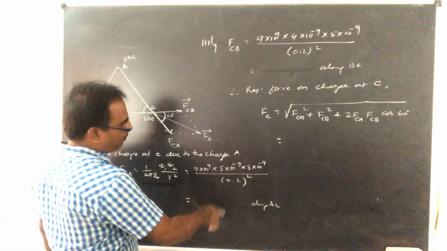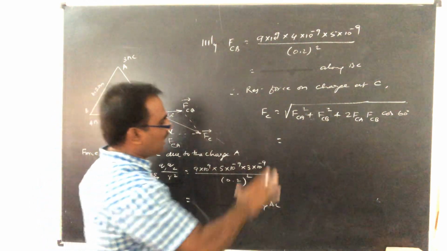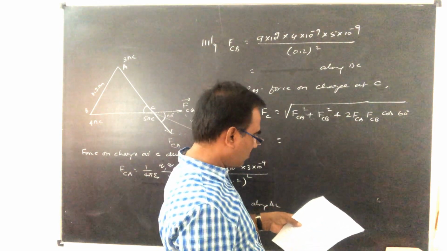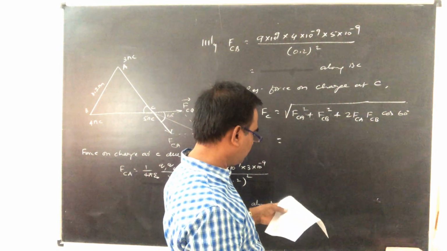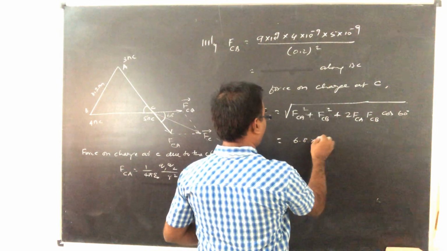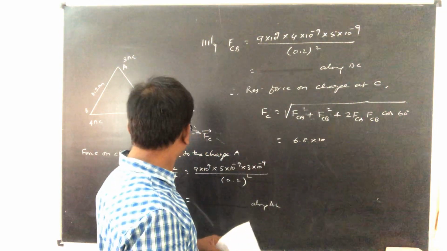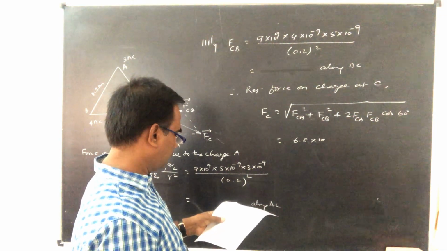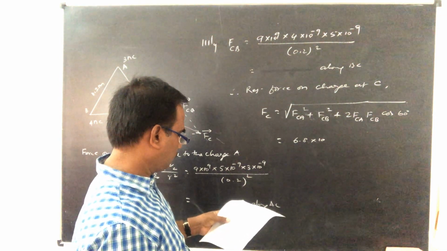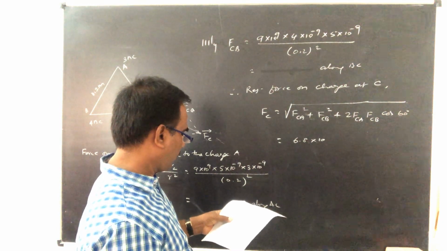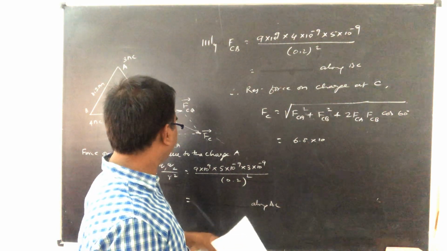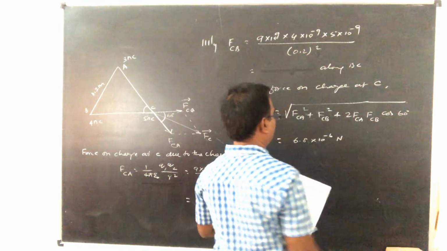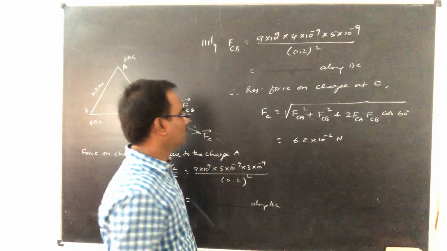I'm giving this calculation part to you. After doing all these calculations, you will get around 6.8 into 10 to the power of minus 6 Newton. So this is the force.